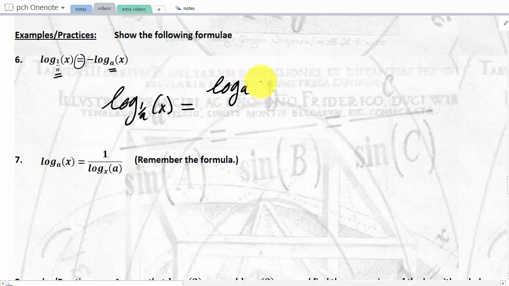And I know I have a log base a at the top, and I have a log base a at the bottom, right here, okay? Log base a of what? At the top is x, at the bottom is the base, okay, 1 over a right here. All right, so what's the log base a of 1 over a?